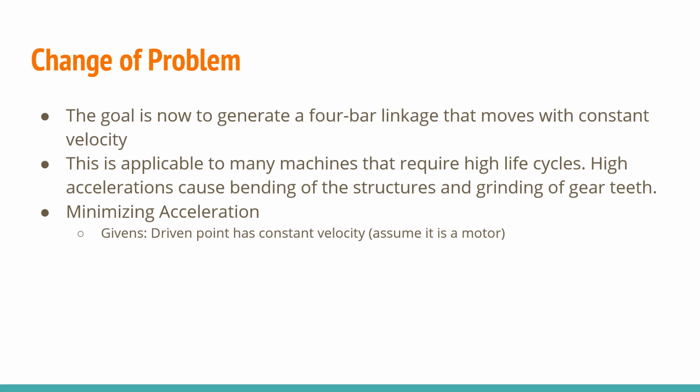Before, I wanted to generate a 4-bar linkage that will closely match the inputted trajectory or path that the user would provide. Now, the problem is to generate a 4-bar linkage that moves with a constant velocity.